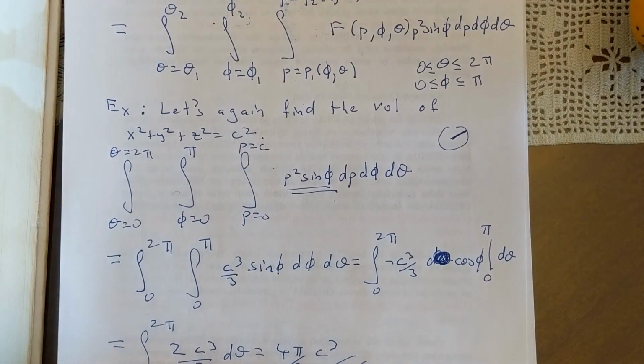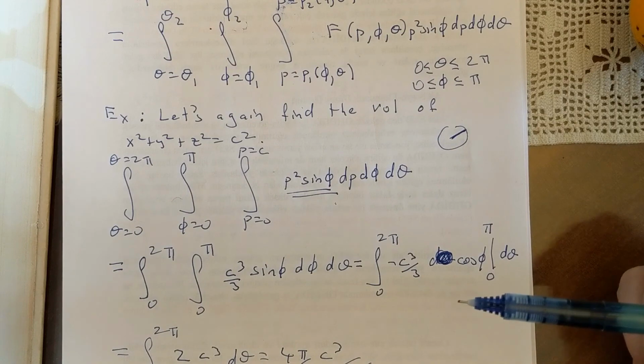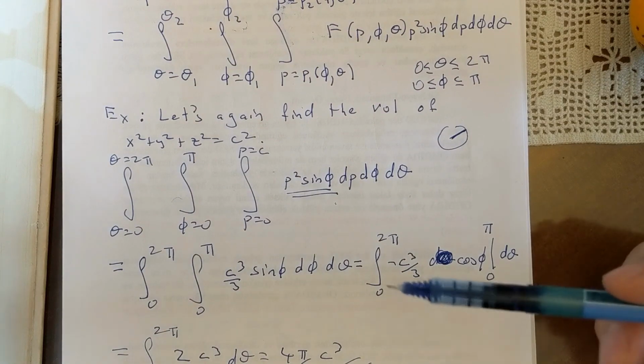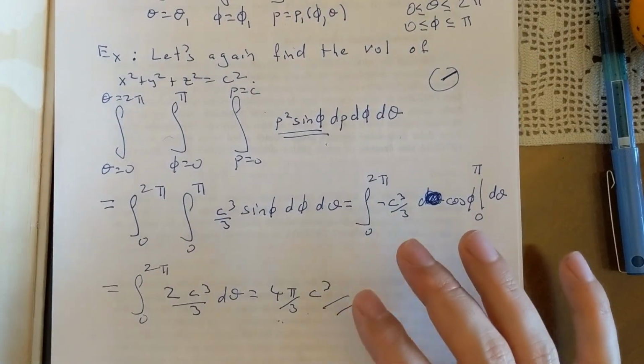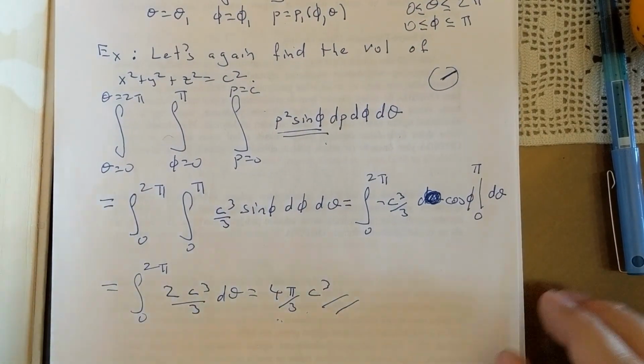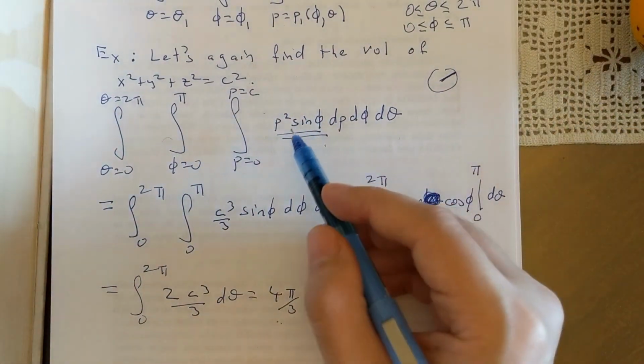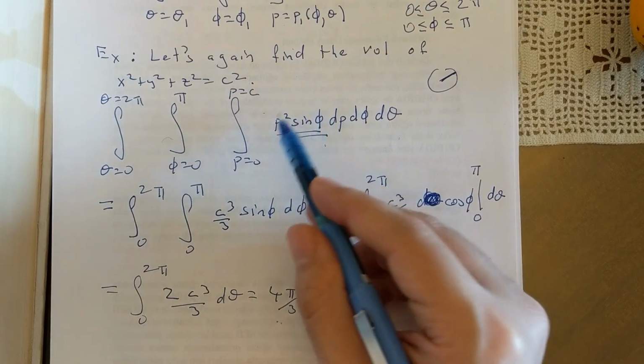When you plug it in, you get 2c cubed over 3, integrated from 0 to 2 pi d theta. That's going to give you, again, 4 pi over 3 c cubed. Notice that this was shorter than the cylindrical version, of course, when you know the Jacobian.